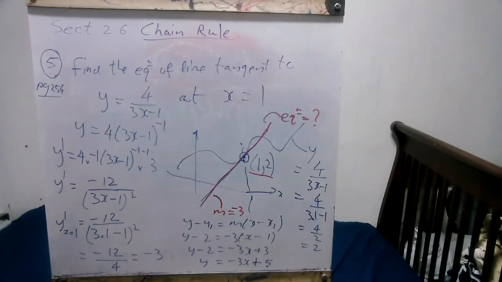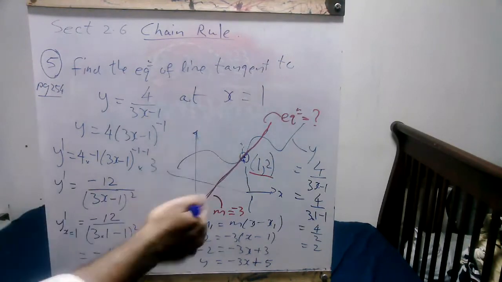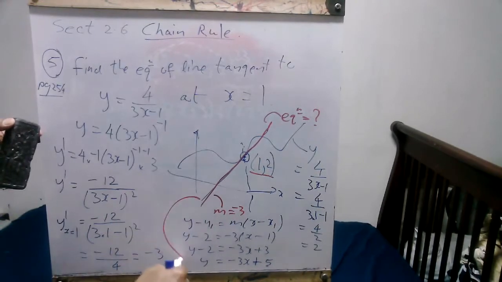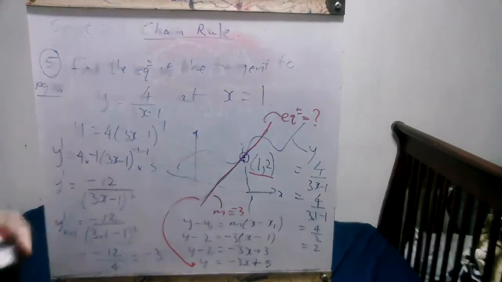Clear? So the slope of this line is this. Right?